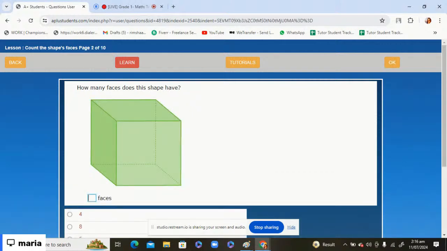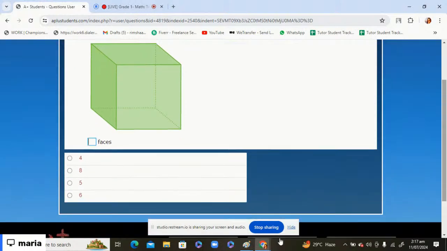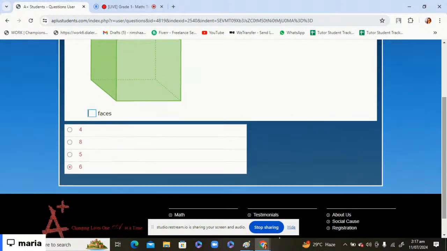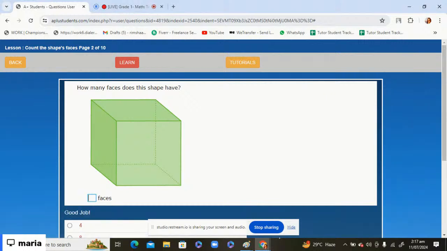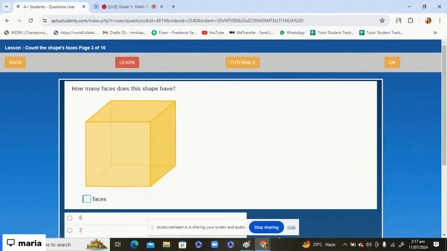Okay. For this one, we are already finding it out. First of all, the top, then the bottom, then the front side, back side, left side, and right side. It's a total of 6 again. How many faces? It's 6 again. You also count it out. Check how many total faces there are. It's a total of 6. Okay, so let's go with that option. It's the right answer.